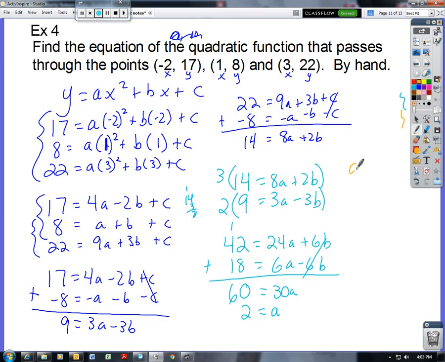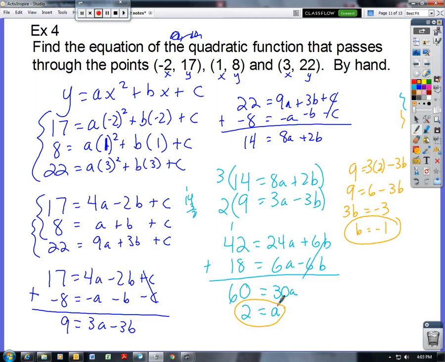So I'm going to do 9 equals 3 times 2 minus 3b. 9 equals 6 minus 3b. I prefer to add my 3b over and subtract my 9. Of course, I'm still going to get a negative either way. And I get b equals negative 1. You could check that too. Negative 1 times negative 3 is positive 3. 3 plus 6 is 9. I like to do little checks just to make sure I'm not making a stupid mistake.